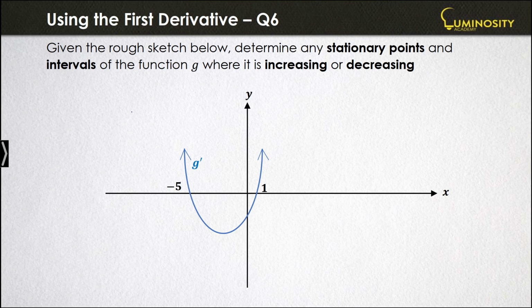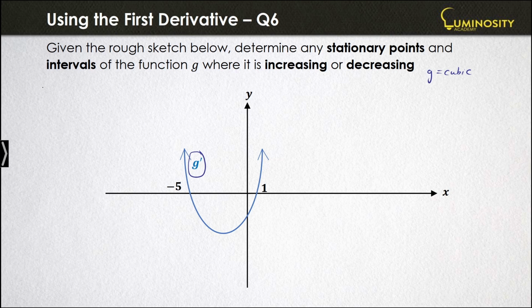Let's have a look at question 6. We're given a rough sketch below and we'll determine any stationary points and intervals of where the function g is increasing or decreasing. Now, if we look closely at the given diagram, we're not given the function g, we're given g prime. G prime is the derivative. So this graph here, this quadratic graph, is the derivative of some function, g rather. So in this case, g is most likely a cubic function because it's 1 degree above the quadratic. Okay, so let's see how we can interpret this.